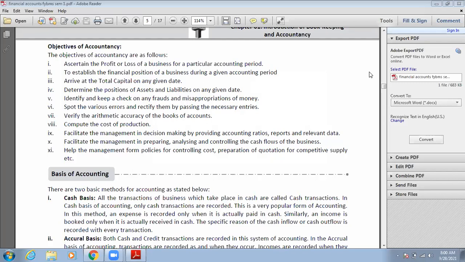इज इट क्लियर स्टूडेंट? एवरीवन इट्स क्लियर? Yes, ma'am. Okay.